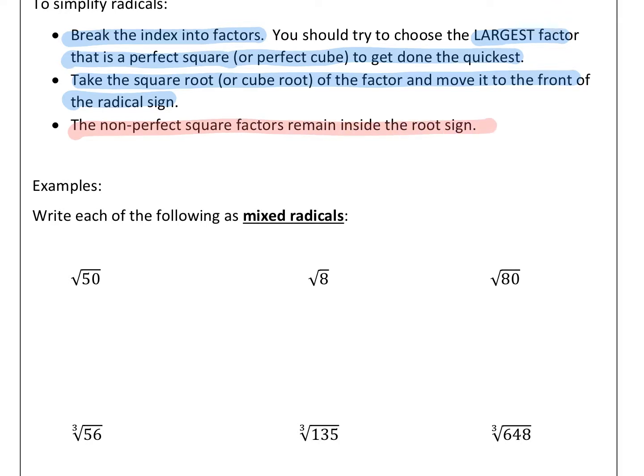Okay, so let's just do one and you'll see what it means. So basically what you want to do is you want to look at the number 50 and you want to break 50 into factors. There's lots of things you could say. I could say 5 and 10. I could say 2 and 25. I could say 4 and 5.